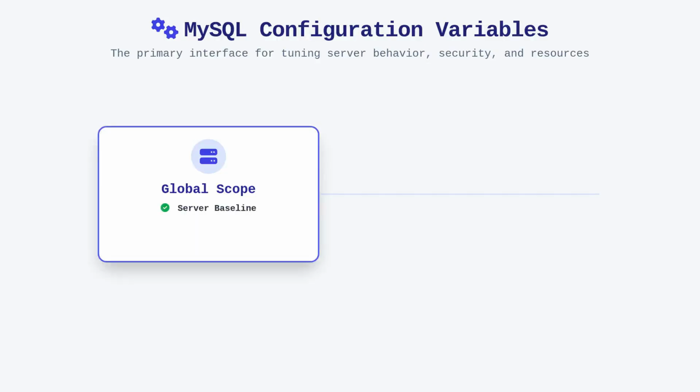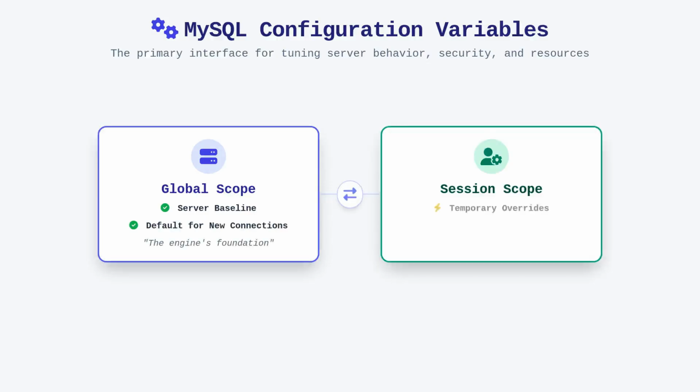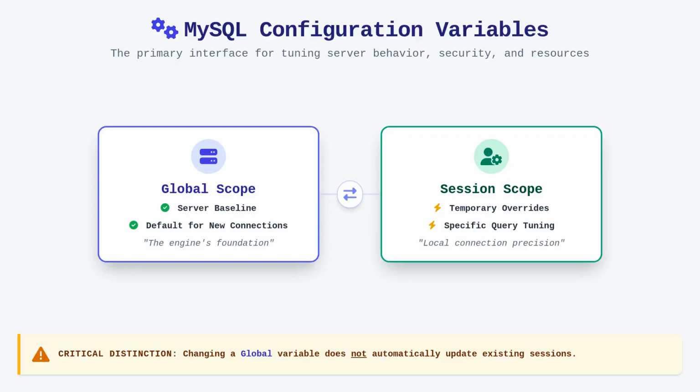Global variables set the default state for the server and subsequent new connections, whereas session variables apply exclusively to the current client connection. This distinction is vital because changing a global variable does not automatically update existing sessions, nor does updating a session variable affect other users. You should think of global variables as the baseline configuration for the database engine itself. Conversely, think of session variables as temporary overrides that allow you to fine-tune performance for a specific, perhaps complex query operation. Mastering this distinction prevents the common frustration of changing a setting and not seeing the expected impact on your diagnostic data.